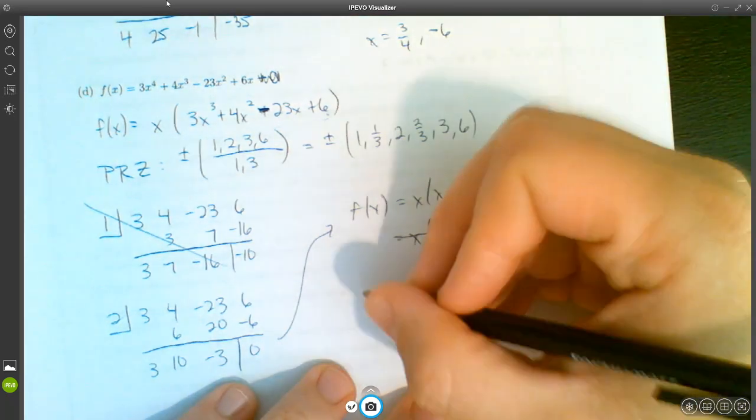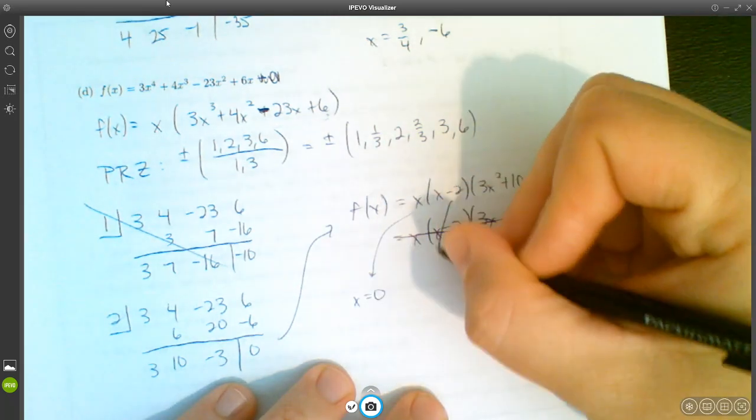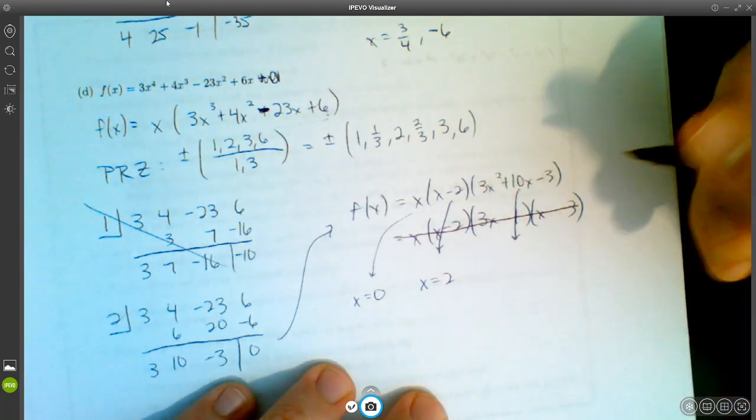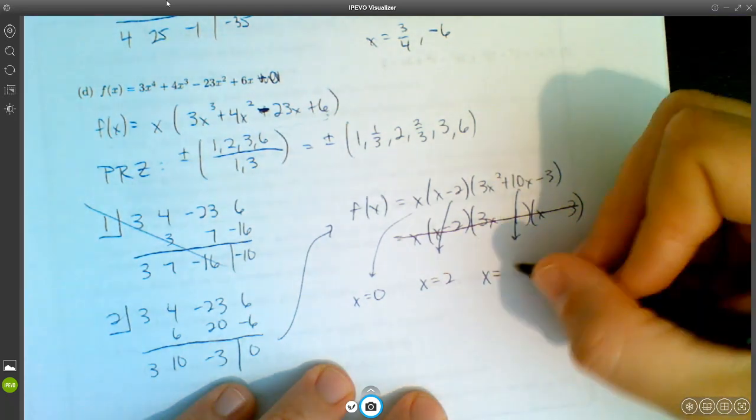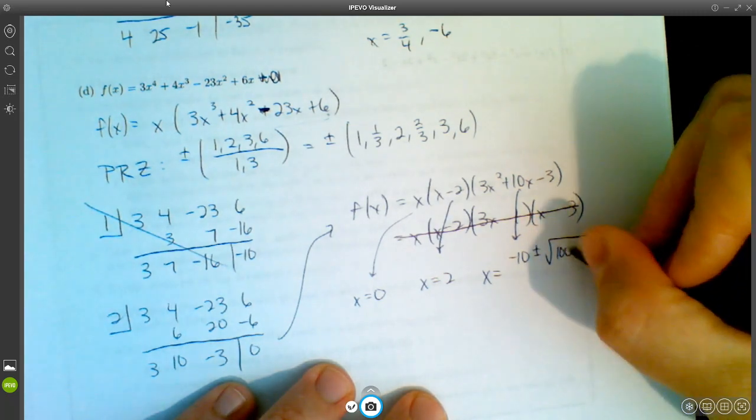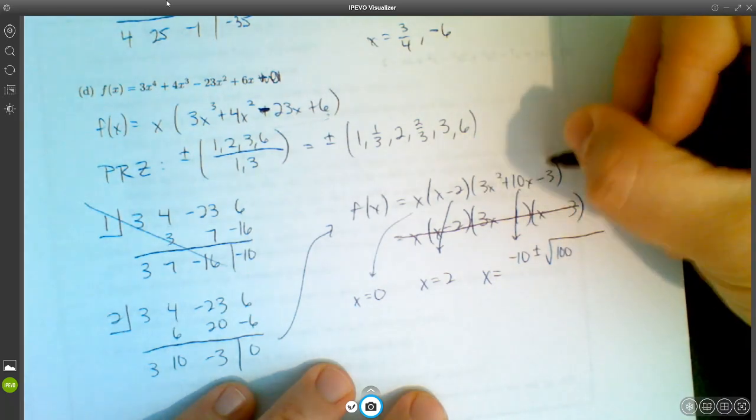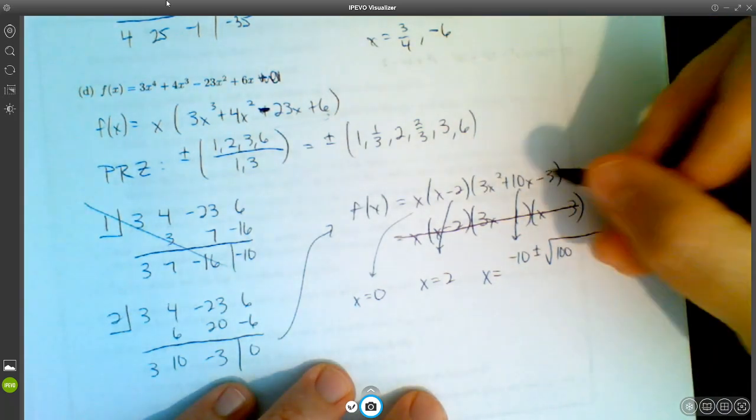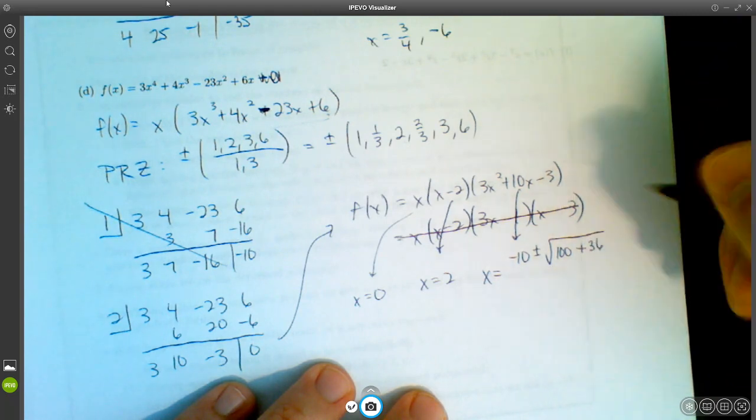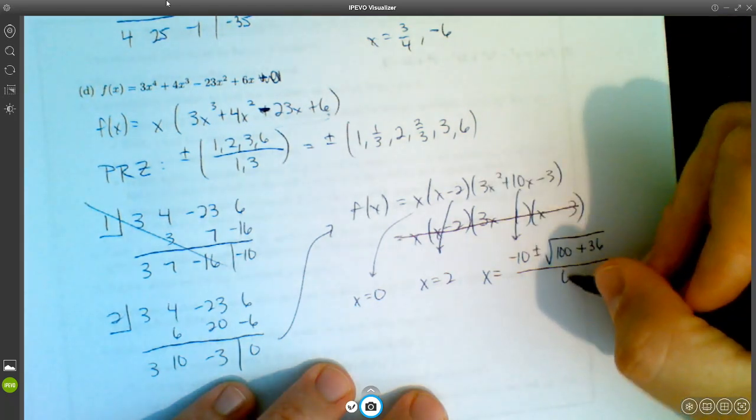So on the one hand, I'm going to say, from this term I get x equals 0. That's one zero. From this one I get x equals 2. That's another zero. And from this one I'm going to get x equals negative b plus or minus the square root of b squared minus 4 times a, which would be 12, times c. 12 times 3 is 36. Negative 36. So minus a negative 36, right? Plus 36, divided by 2 times a, which is 6.